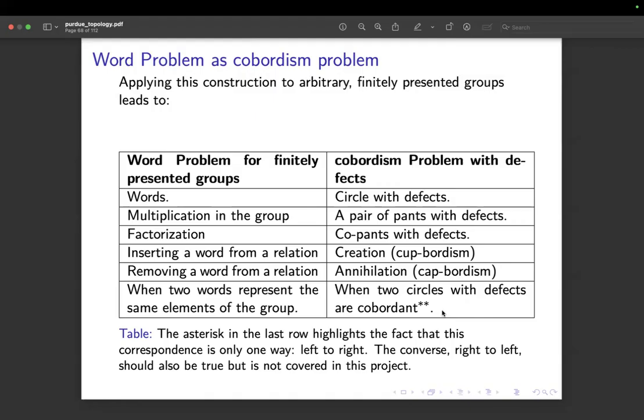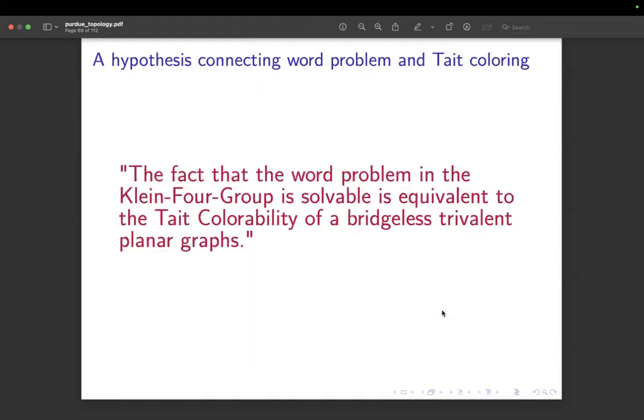Okay, so as I mentioned in the main theorem, if you already have a graph that is 3-edge colored, and you start taking a generic section, you see that the product is always 1. And that makes me hypothesize this, which connects the word problem and Tait coloring. And here I'm using the fact that a hypothesis is a conjecture in a theoretical setting. That means it's a conjecture, but there is no well-known theoretical framework to prove this. So the fact that the word problem in the Klein four group is solvable because it's finite and abelian is equivalent to the Tait coloring of a bridgeless trivalent planar graph.